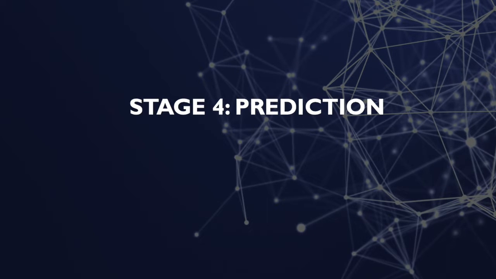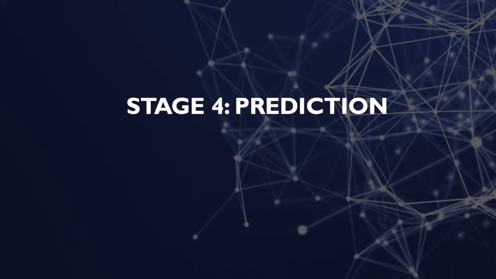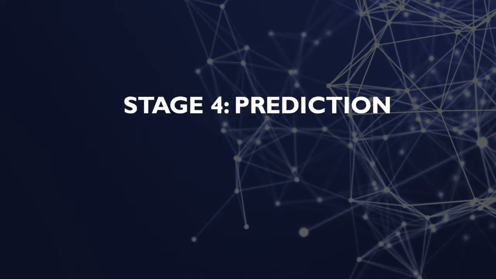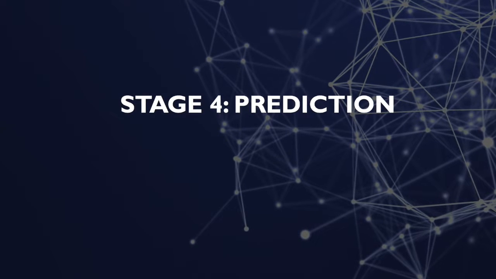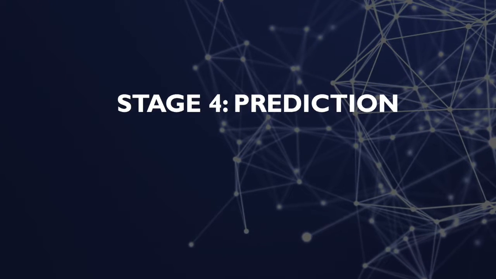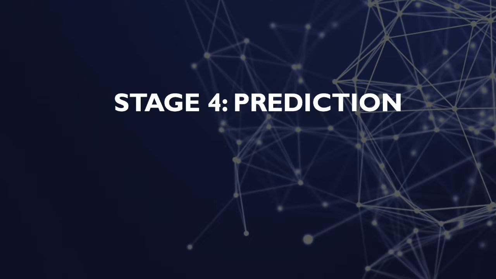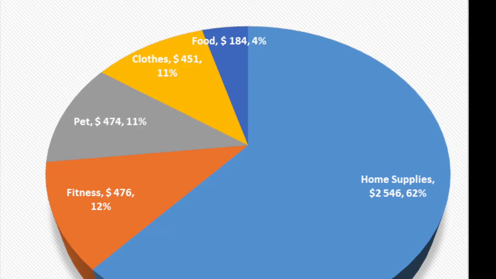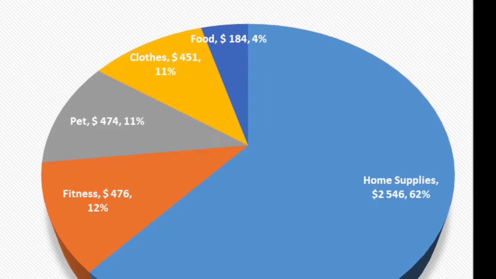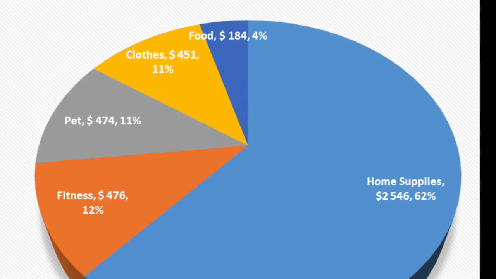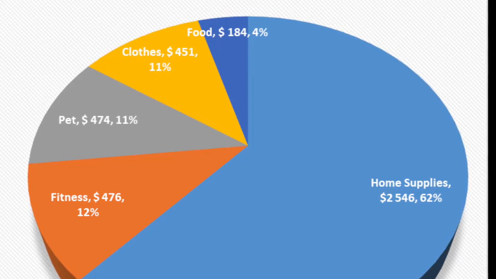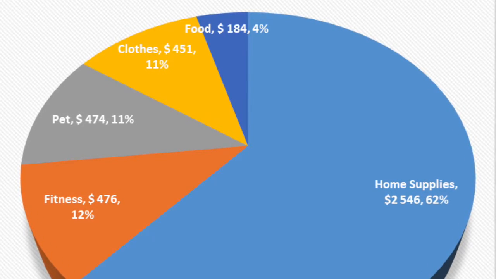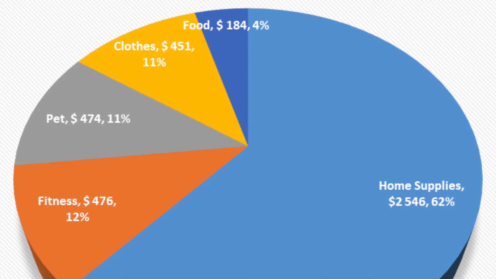After analyzing the data, the last step of my model was to come up with a prediction. So to get to my prediction, the first thing I did is go back to the pie chart that I showed previously. Here in this pie chart, we can see that most of my dollars are spent in home supplies, fitness, and pet stuff. So this means that my next future purchase will most likely be one of these categories.